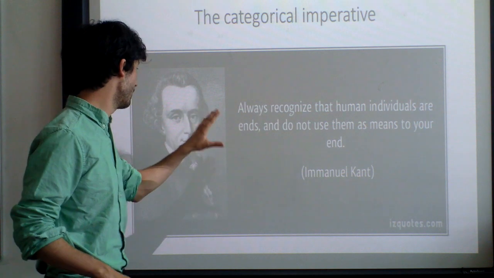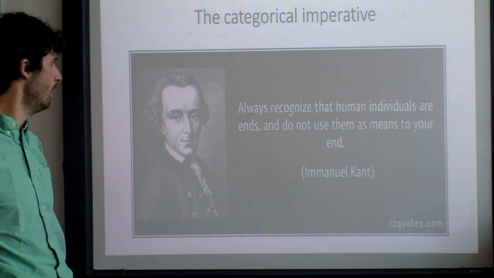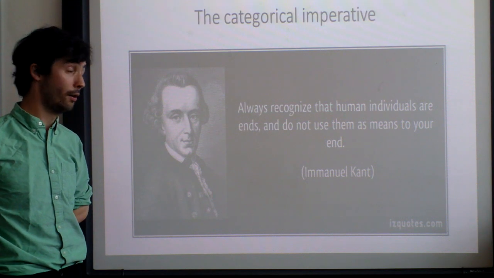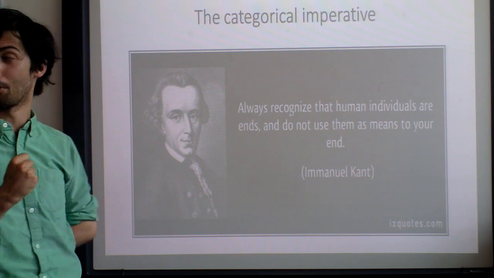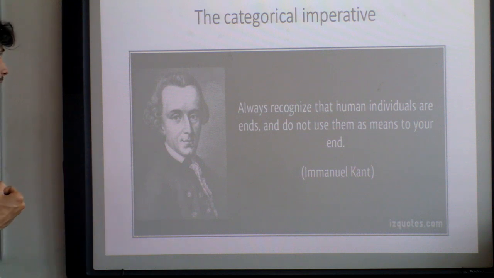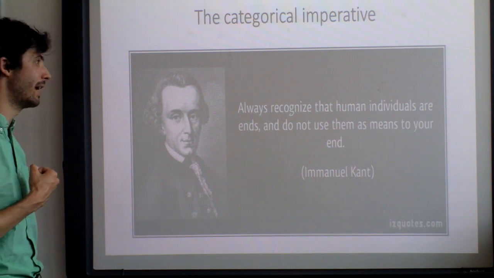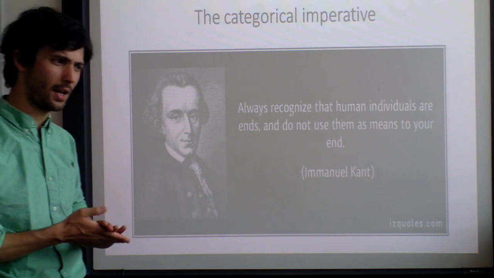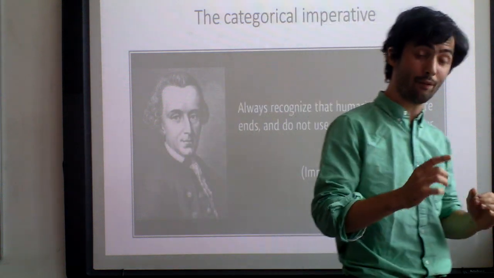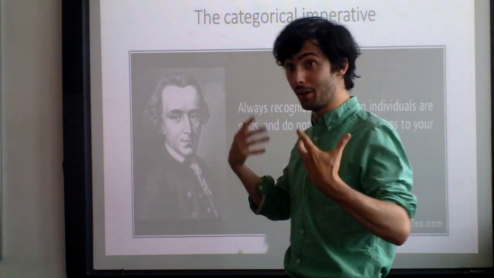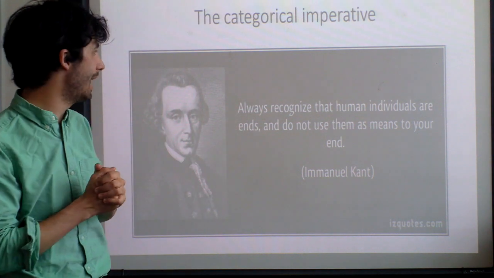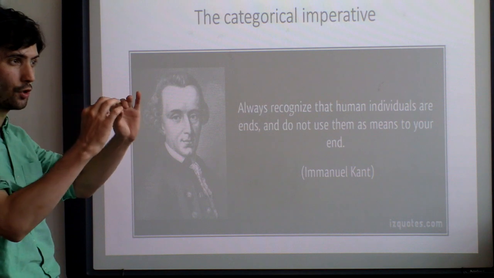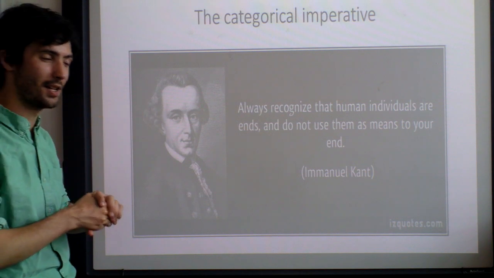So this is probably the most helpful summary of Kantian ethics for your purposes. It's what he called the categorical imperative, at least one of the formulations of the categorical imperative. It reads like this: always recognize that human individuals are ends and do not use them as means to your end. Right? In other words, actions are good only if they treat other human beings as ends in themselves and not as means to ends. That's what makes an action good, if it treats someone as an end in itself.